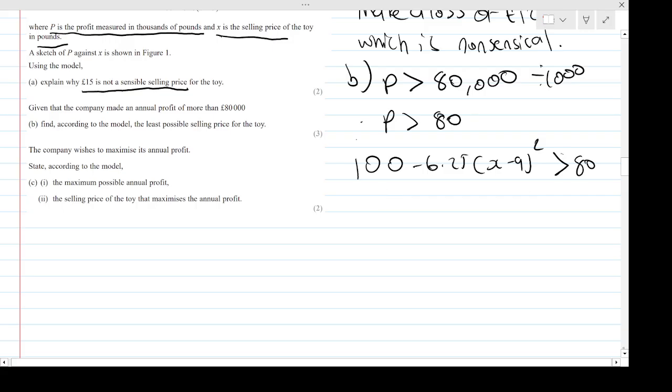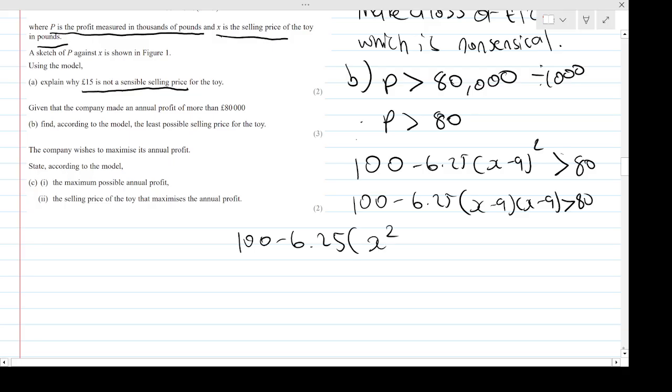Well, let's just expand the brackets first. So we're going to have 100 minus 6.25 of (x minus 9)(x minus 9). Because remember, if you're squaring it, we're timesing it by itself. So then we get 100 minus 6.25 of x squared, and then take away 9x, take away another 9x, you take away 18x. And then minus 9 times minus 9 is plus 81. And then I'm going to move the 80 to the left, because like with normal equations, I want to make it equal to 0. So now it's 0 on the other side.